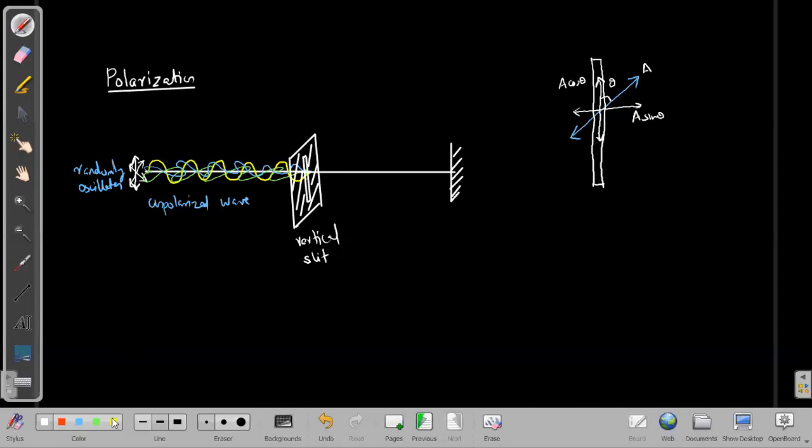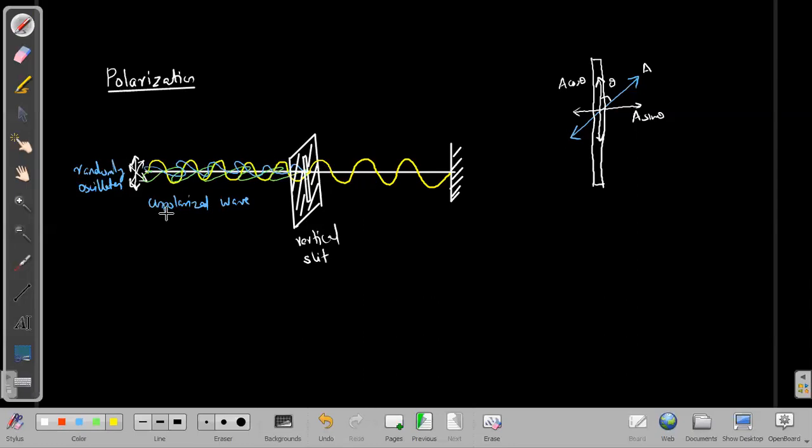That would be exactly vertical. The string will oscillate exactly along the vertical direction. There is no oscillation in other directions. So here I have fixed the direction of oscillation into one plane.